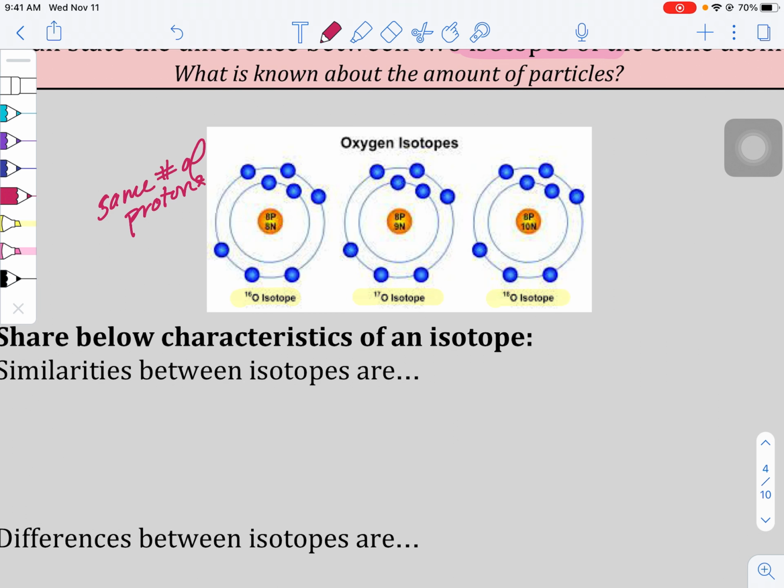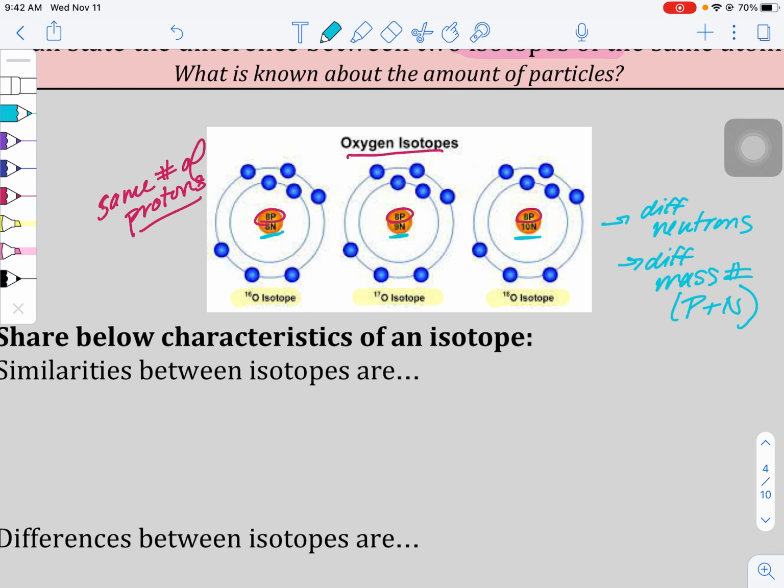If we think about what oxygen looks like on the periodic table, it's defined as having 8 protons. So we know these are all the same exact type of atom or element, right? But what's a little bit different about each one is the number of neutrons. And changing that number of neutrons changes the overall mass. And remember, that mass number is looking at the total of protons plus neutrons, okay?